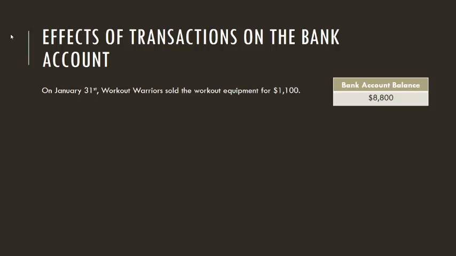And then on January 31st, Workout Warriors is going to sell that workout equipment they had for $1,100. Well, they're selling it, and that means they're going to be receiving cash in exchange, we'll assume here. So if they had $8,800 in their bank account, they're selling it for $1,100. Their bank account is going to increase to $9,900.